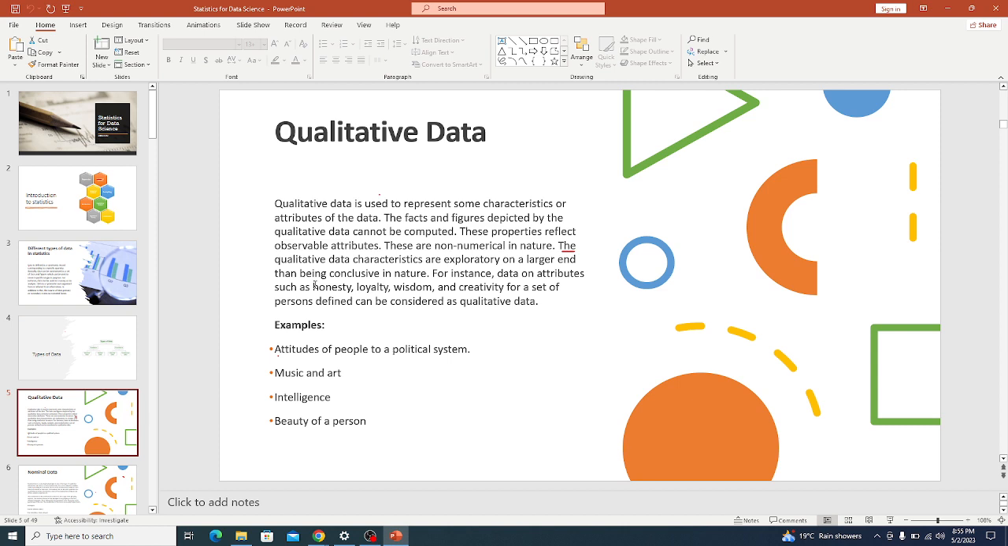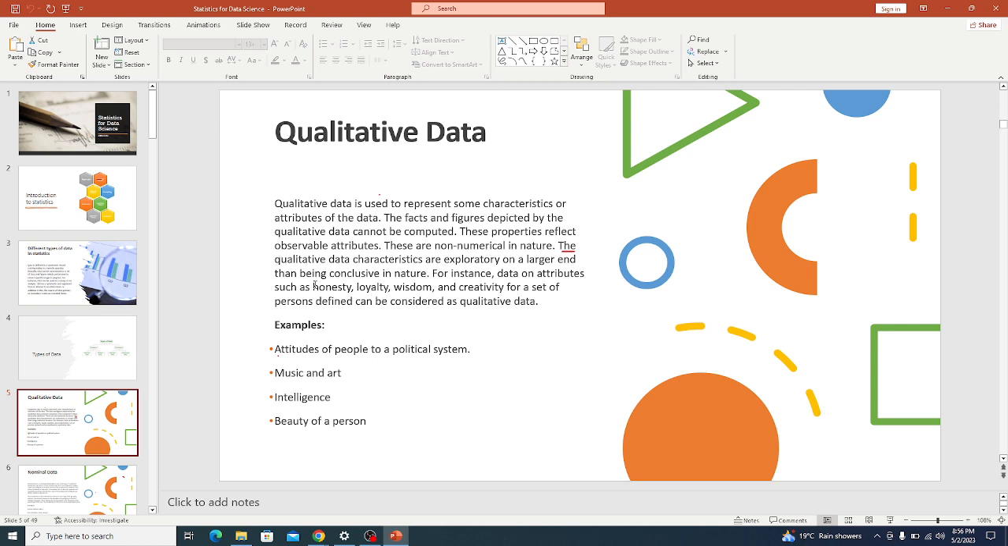So even though qualitative data are non-numeric in nature, there is a way we can, not for all the data but sometimes, assign values to those attributes to change them from qualitative to quantitative data type for analysis purposes, but we shall check that.